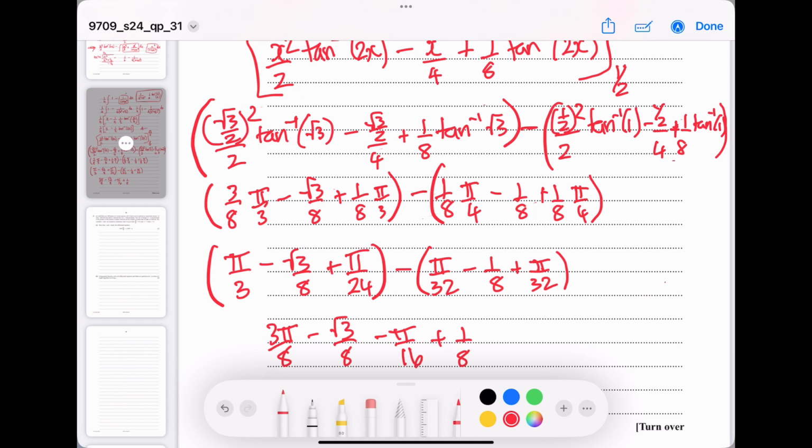So we've got 3 pi over 8 minus pi over 16 is 5 pi over 16 minus root 3 over 8 plus 1/8. And since they want the exact answer, that's as simple as it should go.